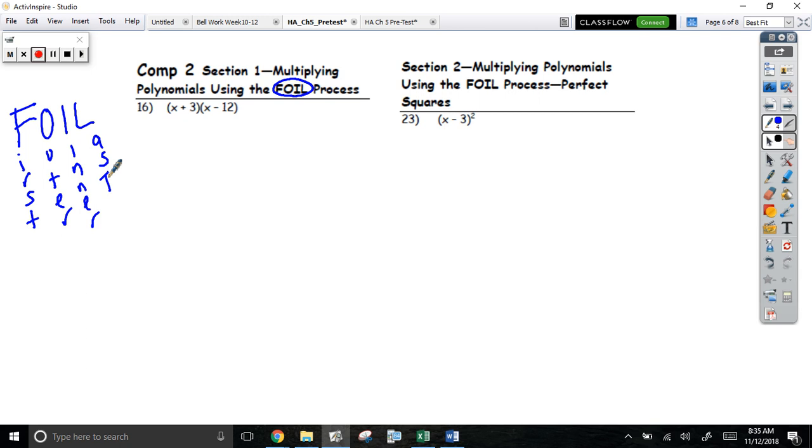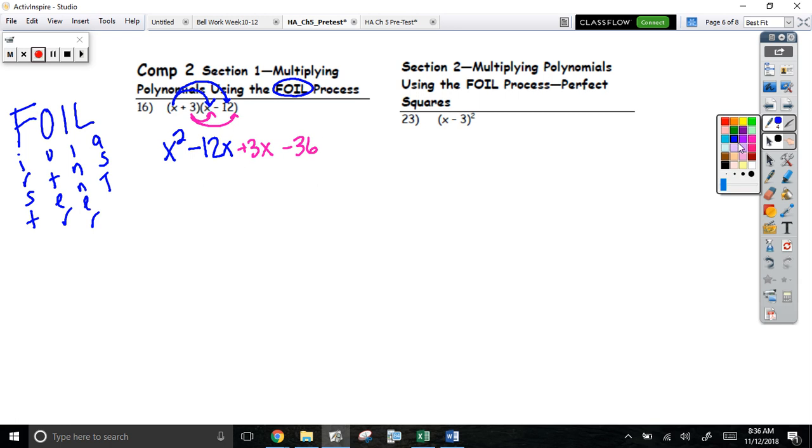So multiply our first term times our first term. x times x gets me x squared. Multiply my outside terms. It's literally just distributing a bunch of times. So we'll have x times a negative 12 is a minus 12x. Then we'll go to our inner terms. 3 times x is positive 3x. And 3 times a negative 12 will get us a negative 36.